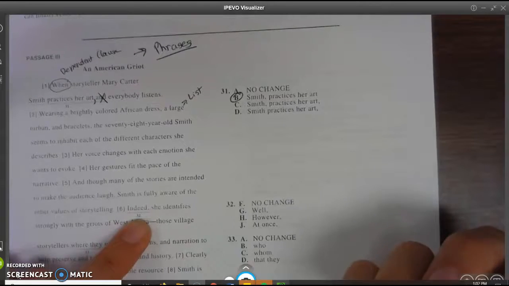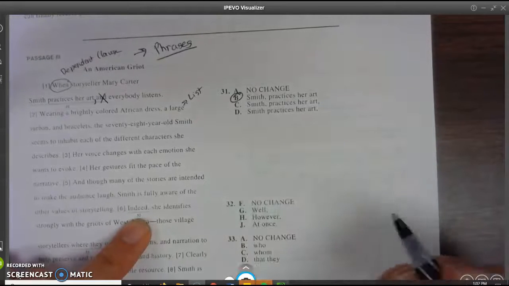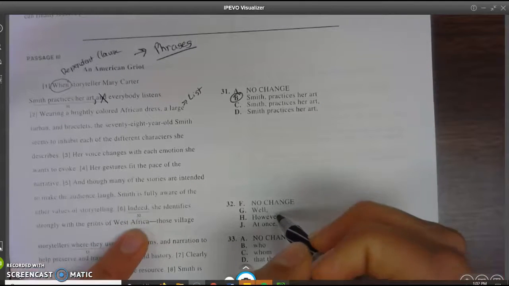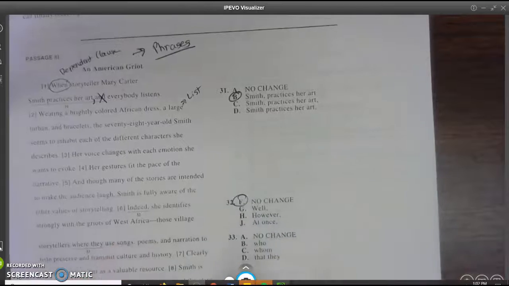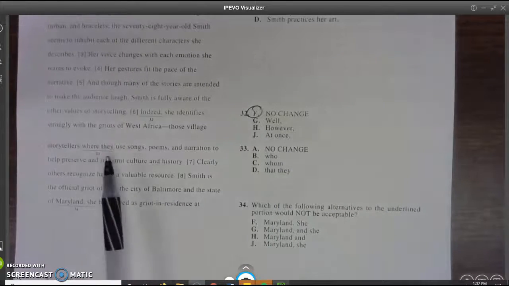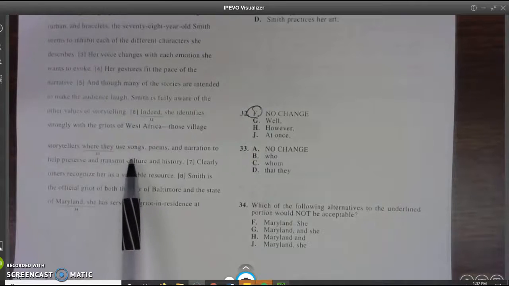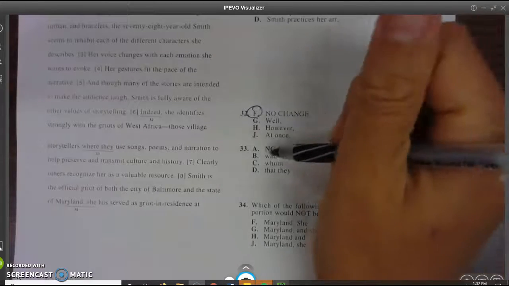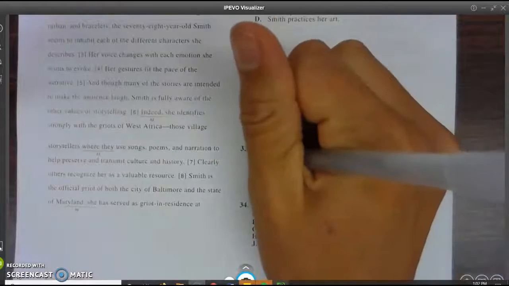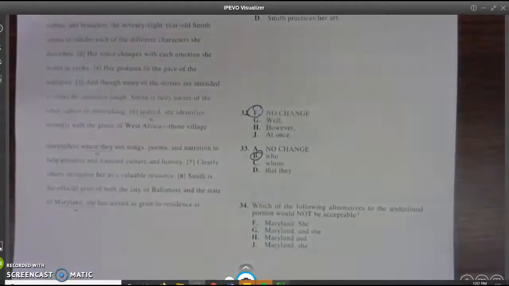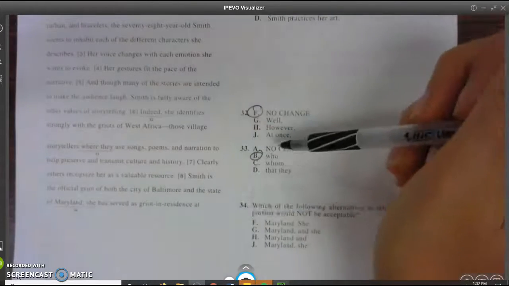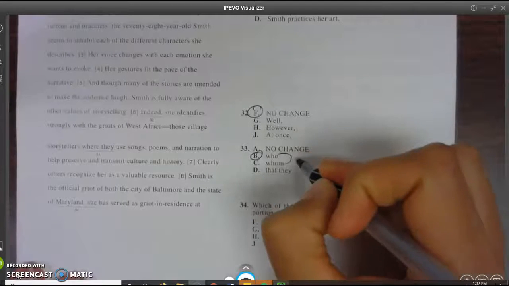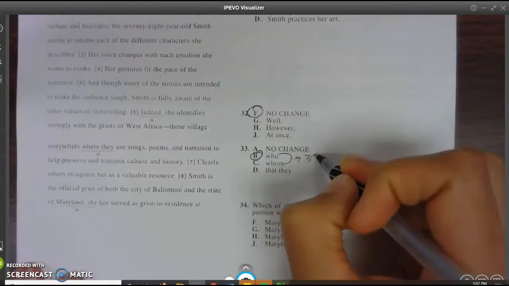So indeed says no change, meaning leave it the same. Well, however, I like no change. Those village storytellers where they use songs, poems, and who use. So no change, where they, not who use. So it has to do with a pronoun relationship, but you should just be able to hear it. We will deal with pronouns and more of that third quarter.